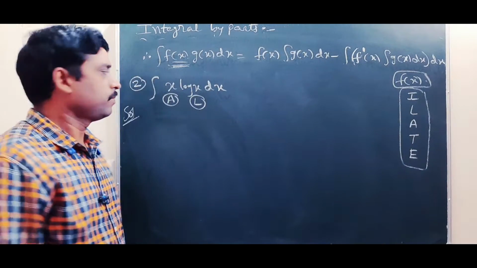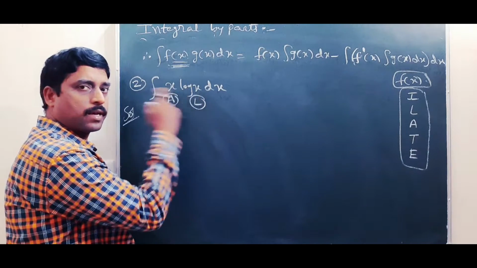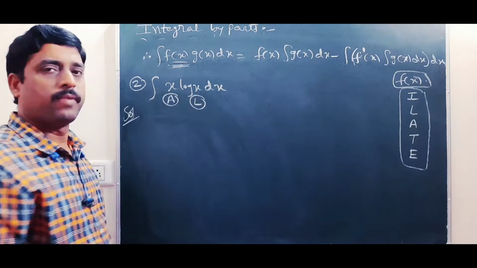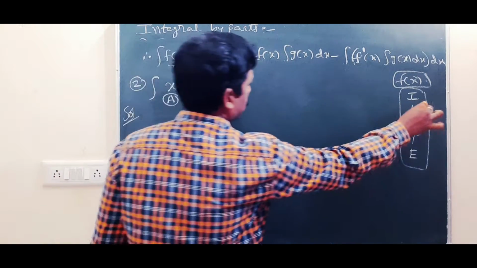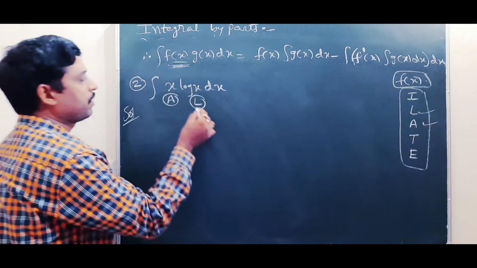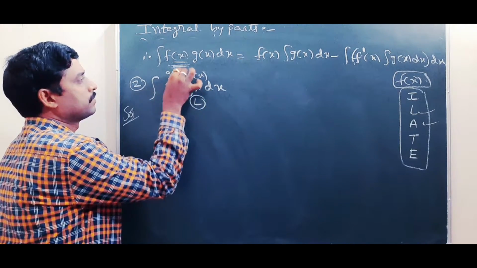Let us go to the next problem. Integral x log x, where x is an algebra function and log x is a logarithmic function. Which function comes first from this order? Logarithmic function is the first function. So let us take the logarithmic function as f of x, and g of x is x.